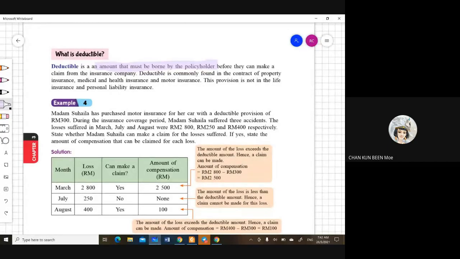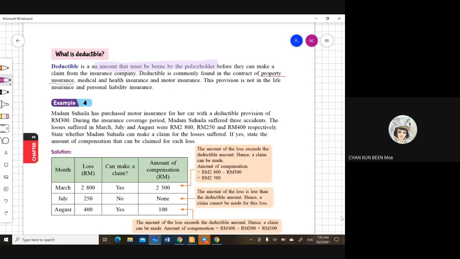Okay, so we continue over here. Deductible is commonly found in the contract of a property insurance, medical and health insurance, and motor insurance. So if you look at property insurance, we didn't learn property insurance, right? Because at first you learned only the fire insurance. So actually property insurance covers almost everything, which is the fire insurance, the flood insurance, the earthquake insurance, and so on, which is involving your property.